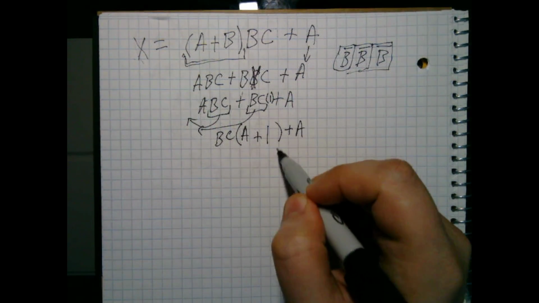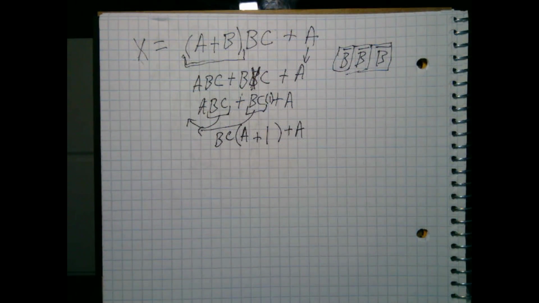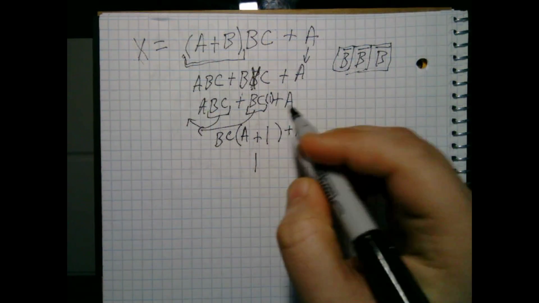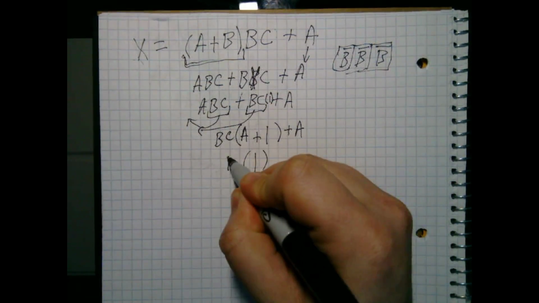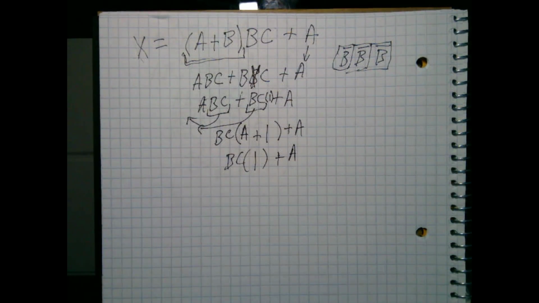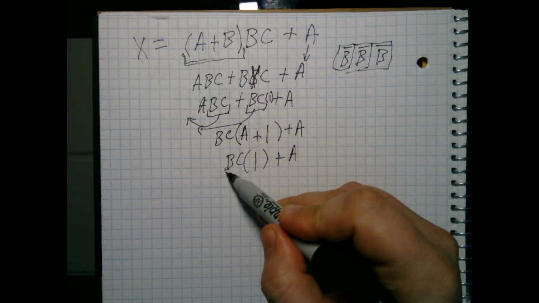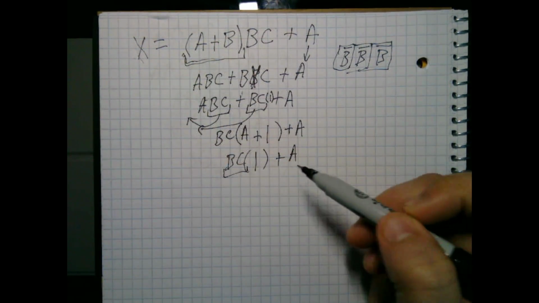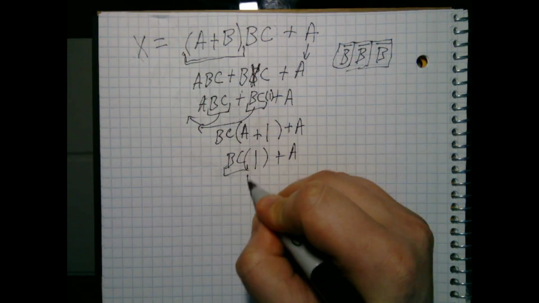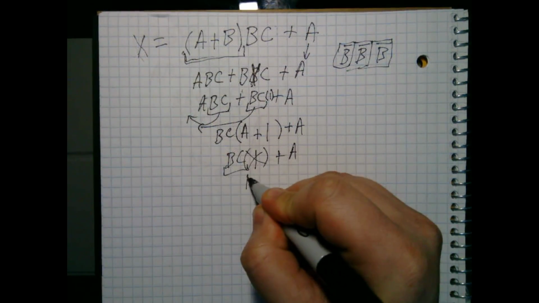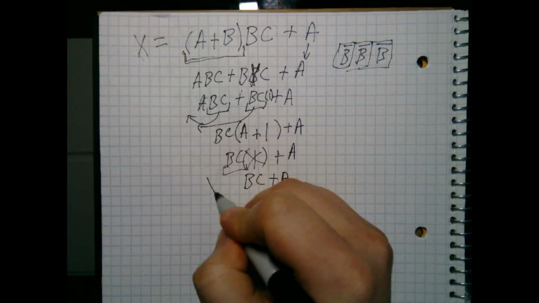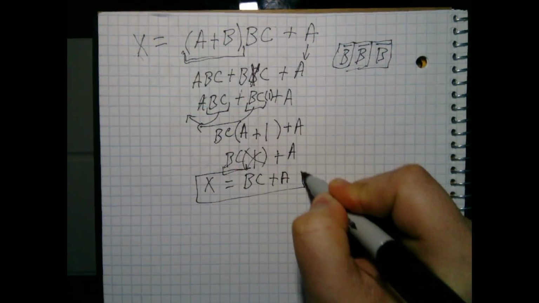Here we see A ORed with 1. And if we remember our rule, anything ORed with a 1 is always just a 1. So that means our equation is then BC ANDed with a 1, and then bring down the A. Well, anything, in this case BC, ANDed with a 1 is always just itself, right? It's another one of our rules. So really, this 1 is gone. We are left with BC ORed with A, and that is our simplified equation.